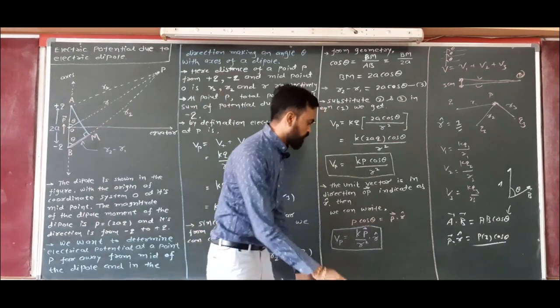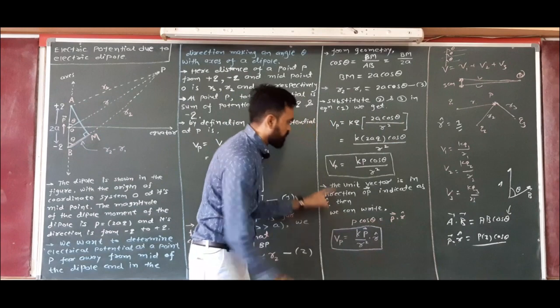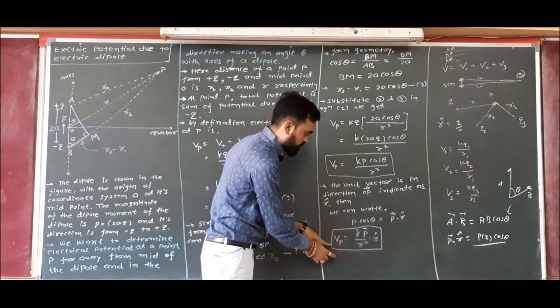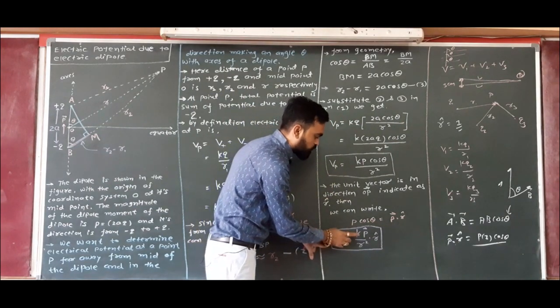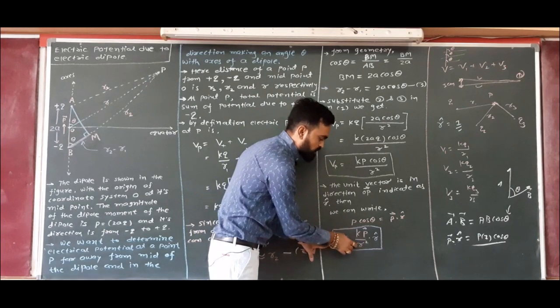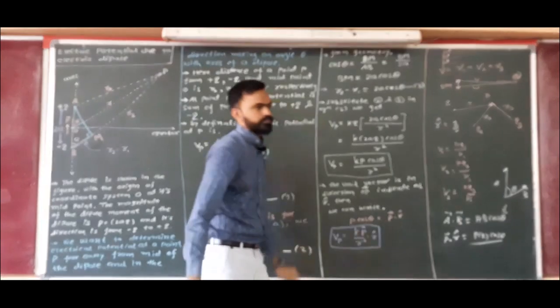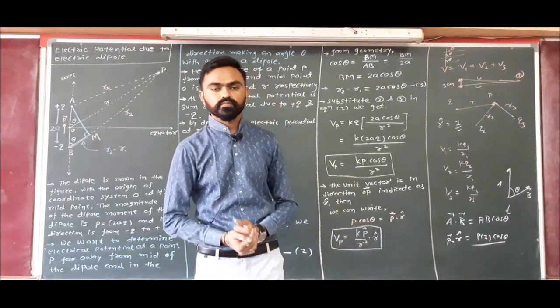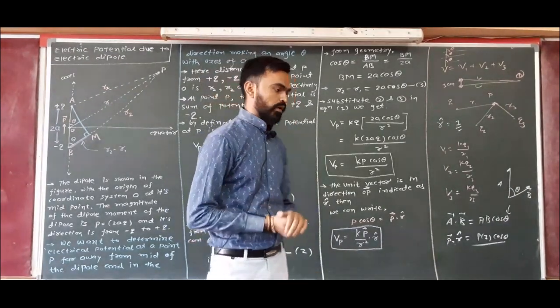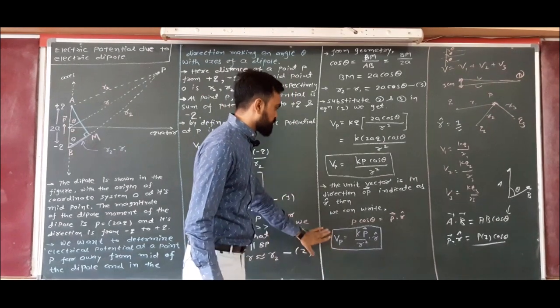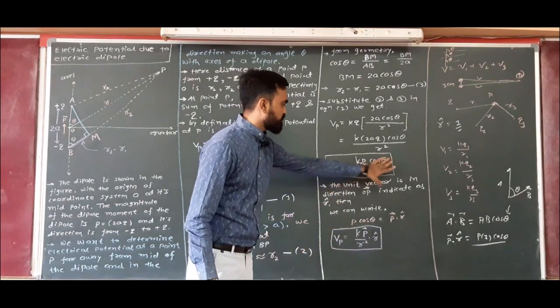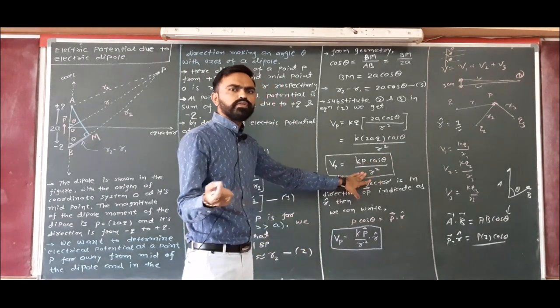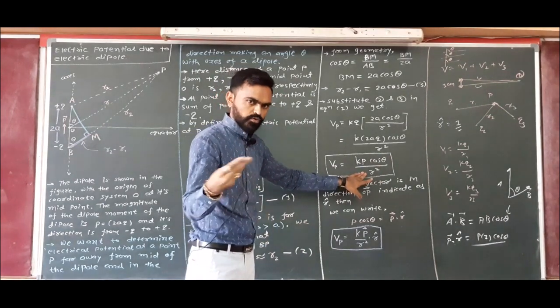Got it? So use this fact here. This relation can also be written as Vp is equal to Kp upon R square dot r cap. This r cap shows the direction of potential. You getting my point? Right? Okay. Now, based on this Kp cos theta upon R square, we are going to discuss 2 to 3 cases.